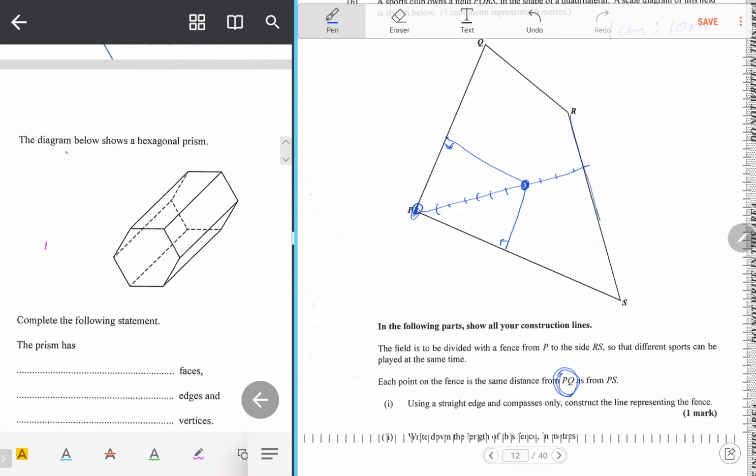So at a point on the fence, the distance from PQ and the distance from RS must be the same. That's what they're basically saying. All right? So it means that this length and this length will be the same. You see that? And then now if you look at what is happening, this should be a right angle triangle.